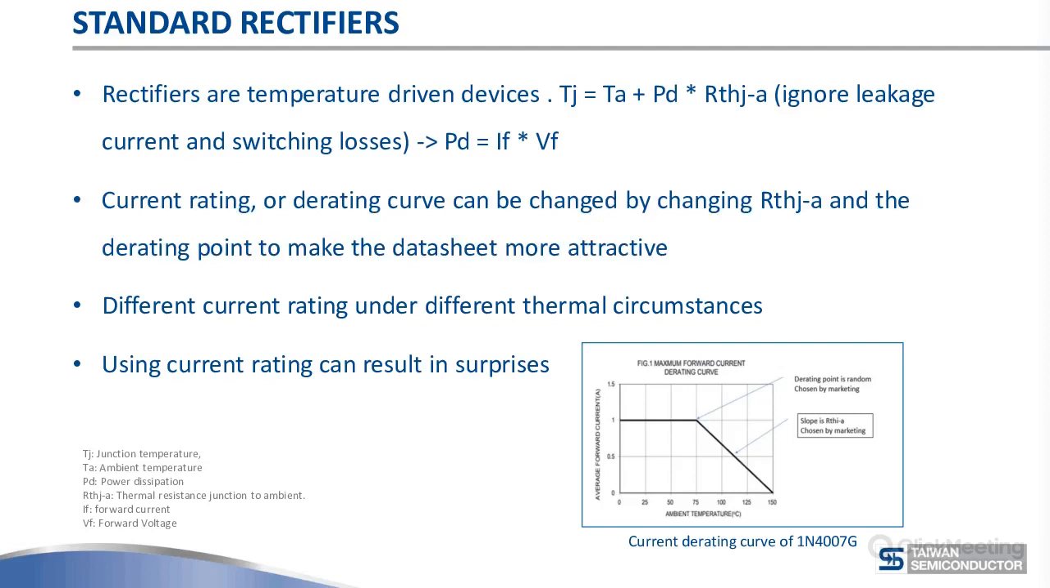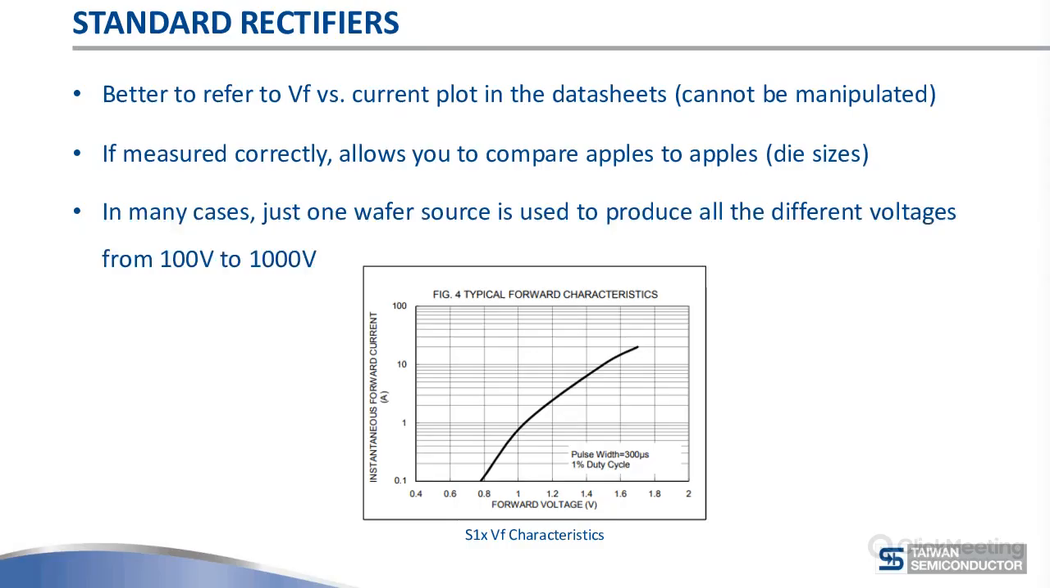So if you start using current rating to compare rectifiers, like a 5 amp rectifier has to be a 5 amp rectifier, you can get some nasty surprises. You should really look at other things, and that's why we're going to the next slide.